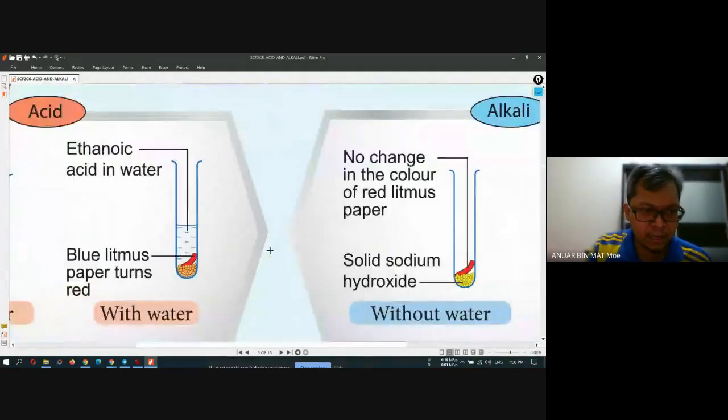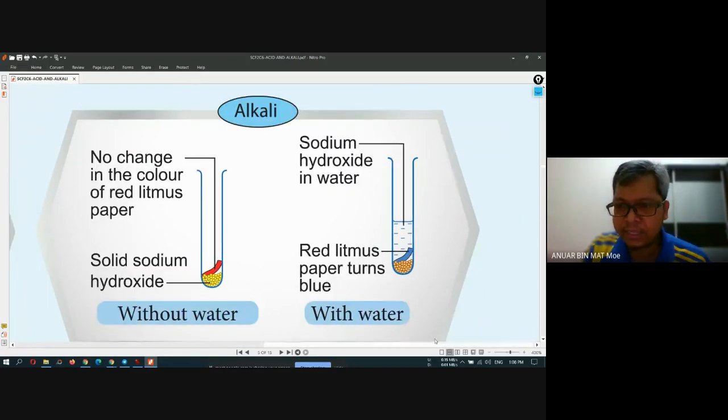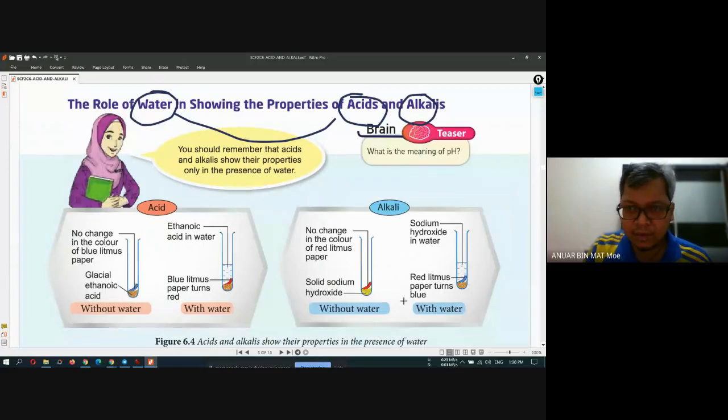Then it will show whether it is acid or alkali. For example, without water, it will show nothing on litmus paper. But if you put water, the blue litmus paper will show you whether it is acid or alkali. Same goes with the alkali. Without water, it will not change the test paper. Litmus paper will show nothing. But if you put water, it will show the real properties of the alkali. Can you understand this?